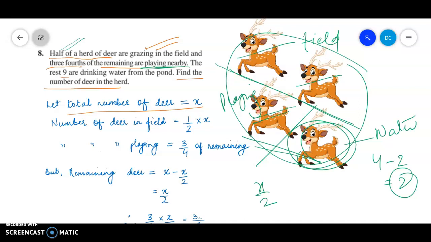So if you want to know the total number of deer in this example, what will you do? You will add this, you will add this, you will add this. So when you add this, half will come here, 3/4 will come here, and the water deer will also come here. So after addition, you can see again they are united, they are 4. So this is the technique we are using here.